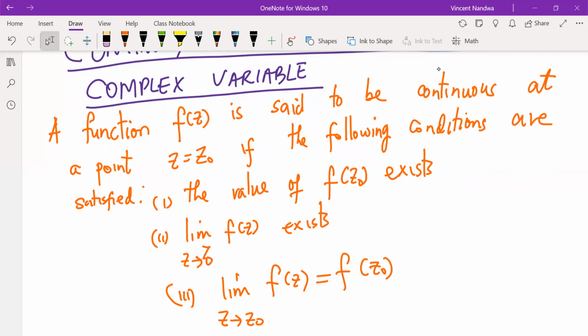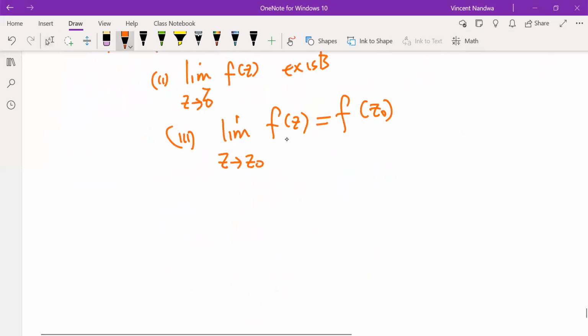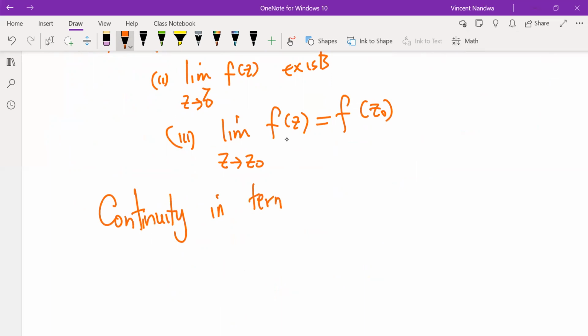So after defining the continuity of a function of complex variable, let's do some examples involving continuity. Continuity in terms of real and imaginary parts.